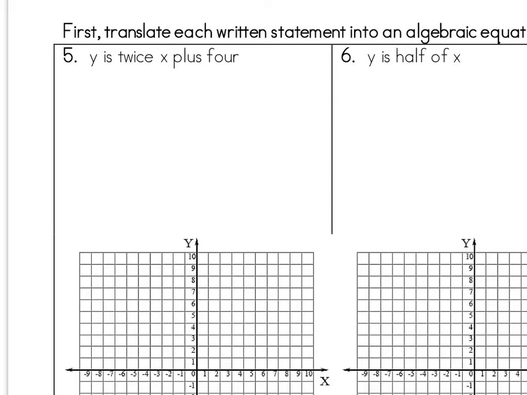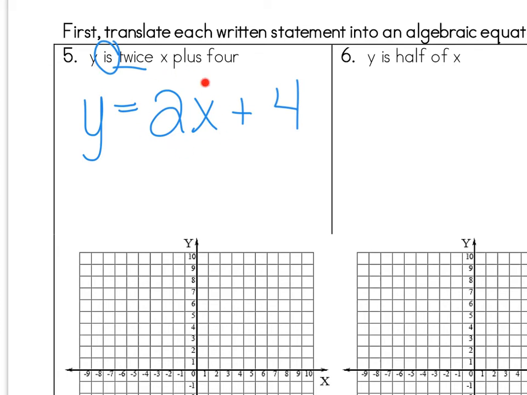Okay, so y is twice x plus 4. Well, a couple things I'm noticing: is means equals. So y equals twice x. Well, twice x is 2 times x plus 4. And remember how I think I mentioned this a lot in the first unit. Instead of writing twice x as x times 2, write it as 2x. Well, here's the reason why. It's a lot easier for you to see that 2 is how you move, and 4 is how you begin.